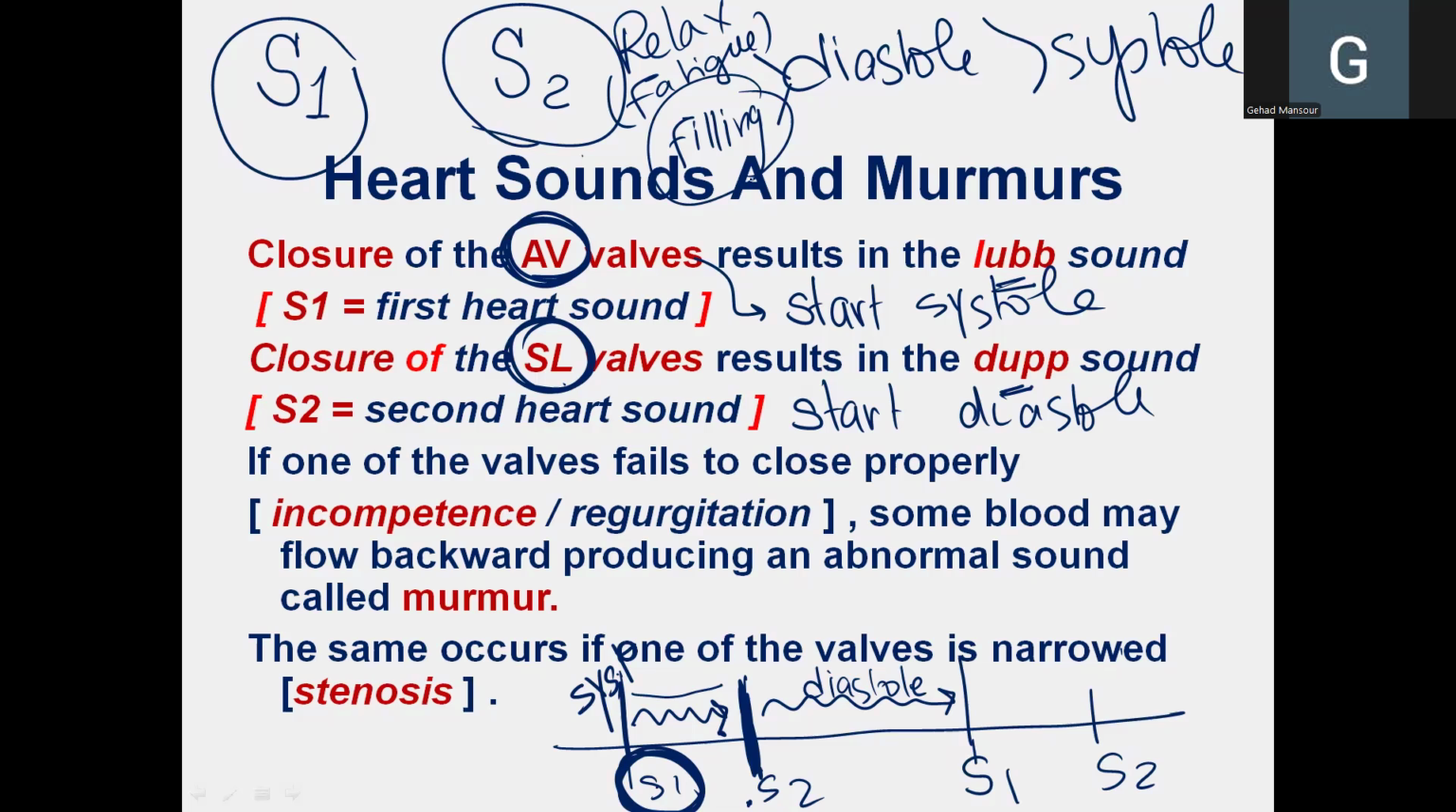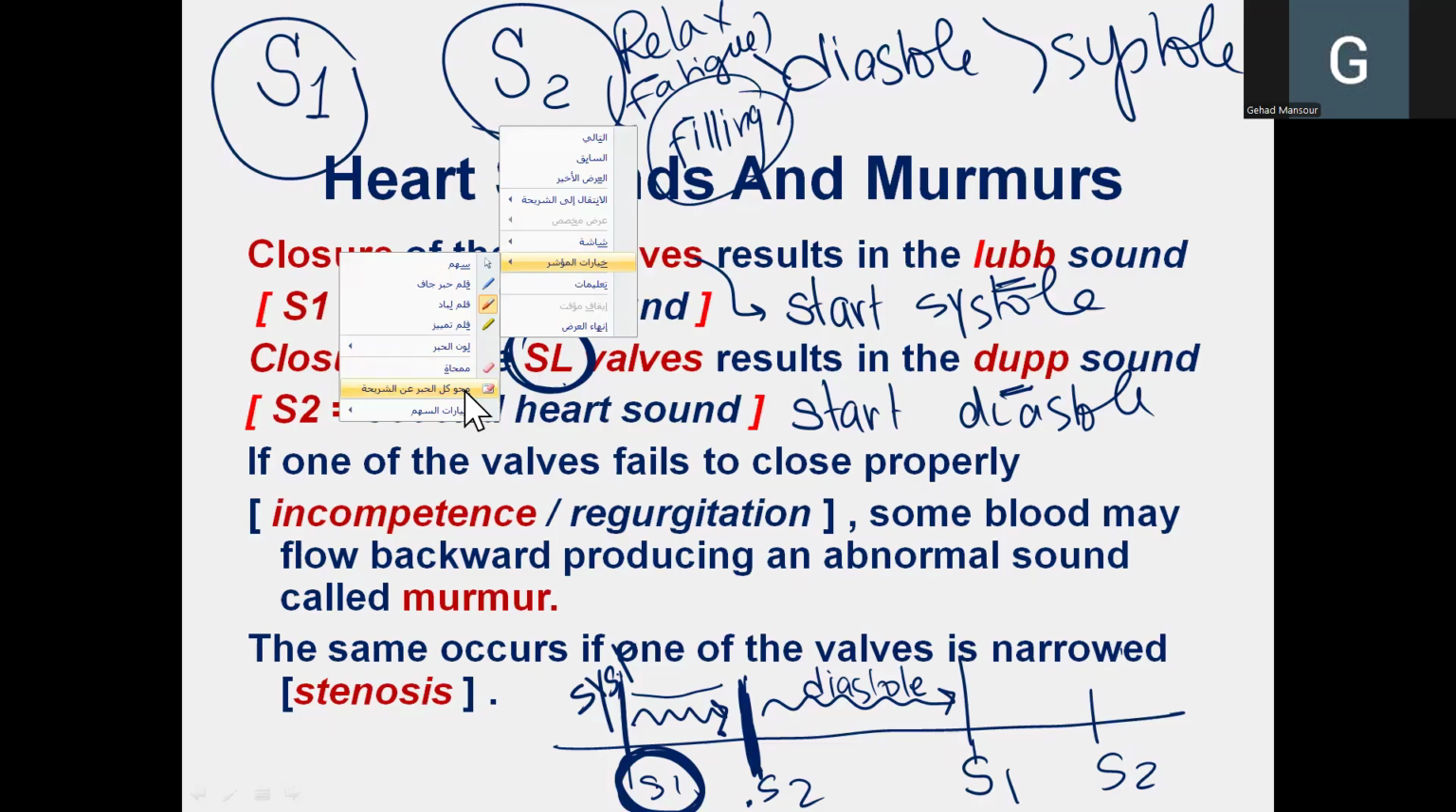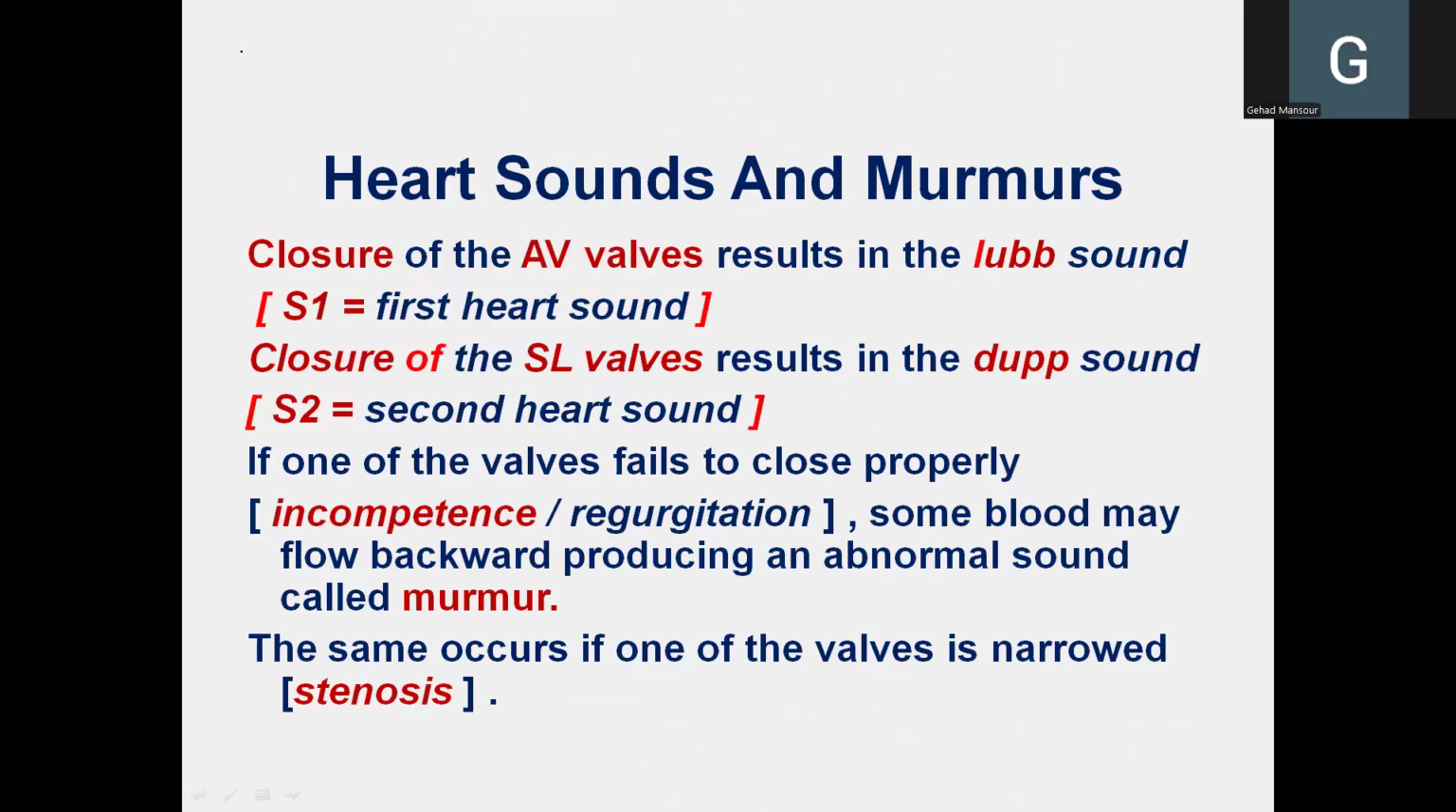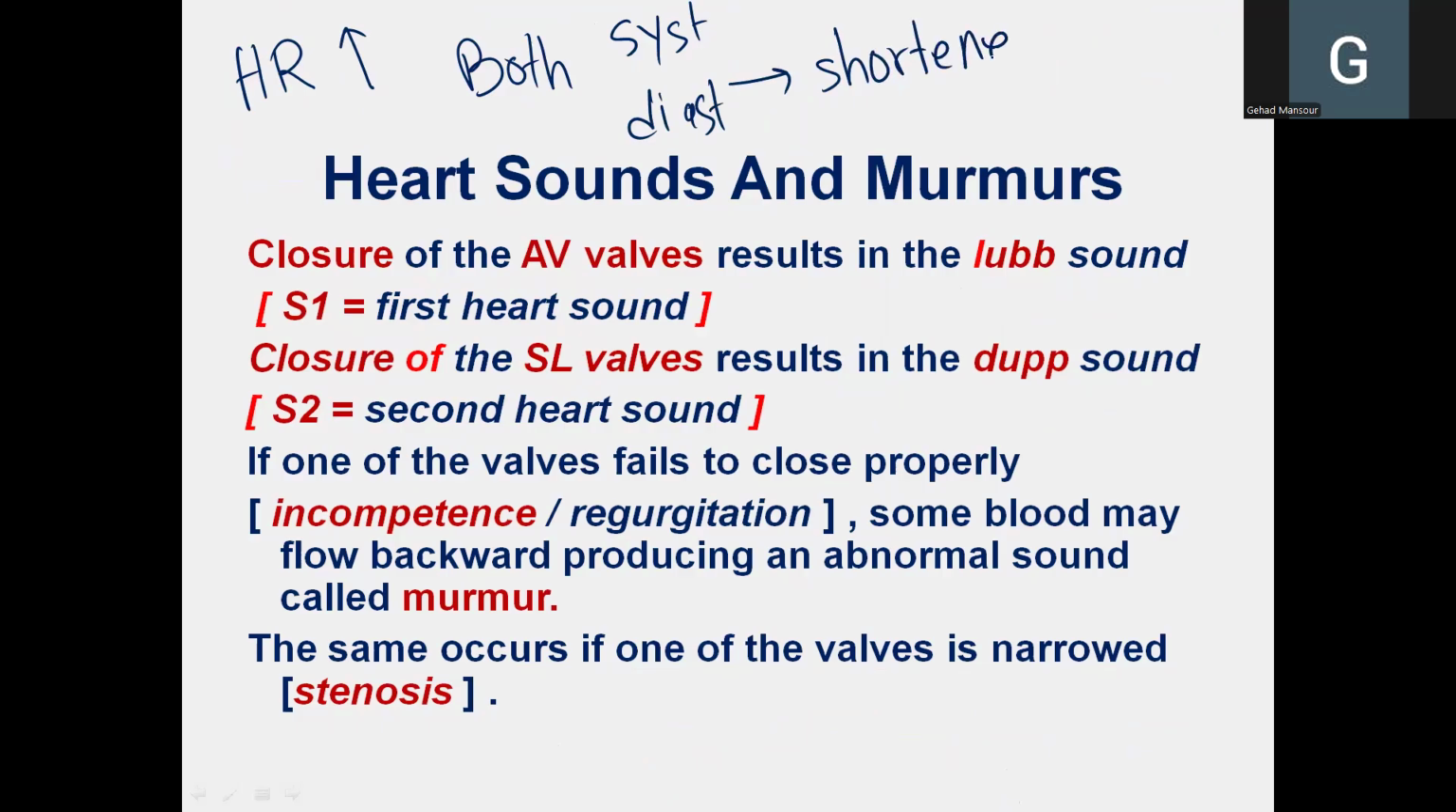This is an important piece of information. How is diastole affected when the heart rate is increased? When the heart rate is increased, both systole and diastole are shortened. Both are shortened because we have a bigger number of cardiac cycles per minute. But they are shortened at the expense of diastole. Meaning that diastole is more affected than systole.